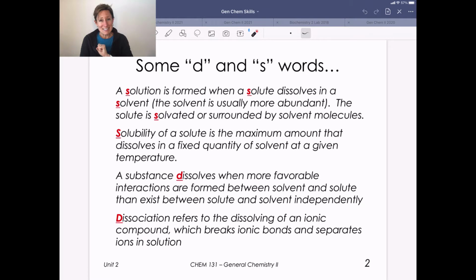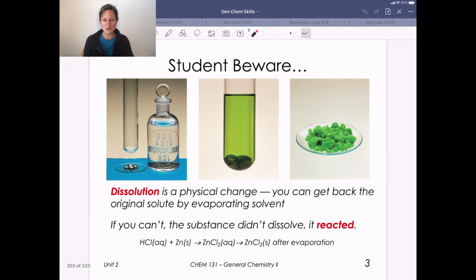Now, we're going to use as an example sugar, table sugar, which is a covalent compound, and then table salt, sodium chloride. Those are different. We've got a covalent compound with sugar. We've got an ionic compound with salt. An important D word to distinguish is dissociation. We only use dissociation when we're talking about ionic compounds, and that refers to kind of breaking those ionic bonds, those ionic interactions, and separating ions in solution. So both sugar and salt dissolve in water, but only salt dissociates. Okay, a lot of D and S words that are important that we make sure we understand.